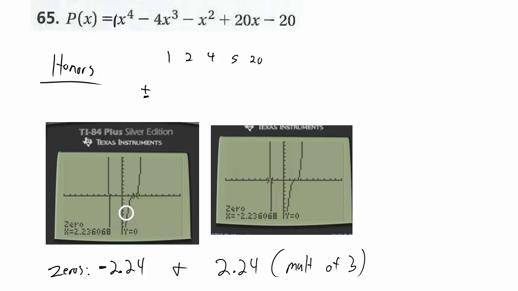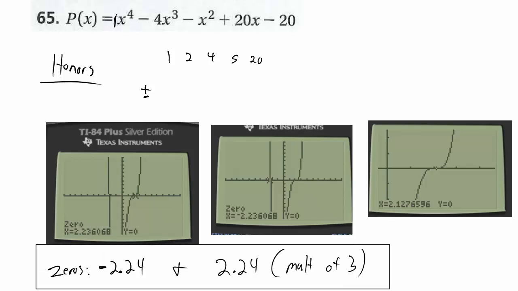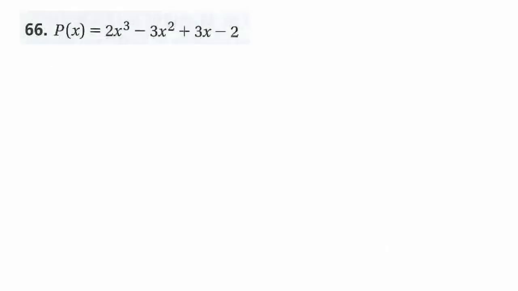And again, that's because it hugs the x-axis right around. So this is our final answer right here. All right, next we'll look at 66.